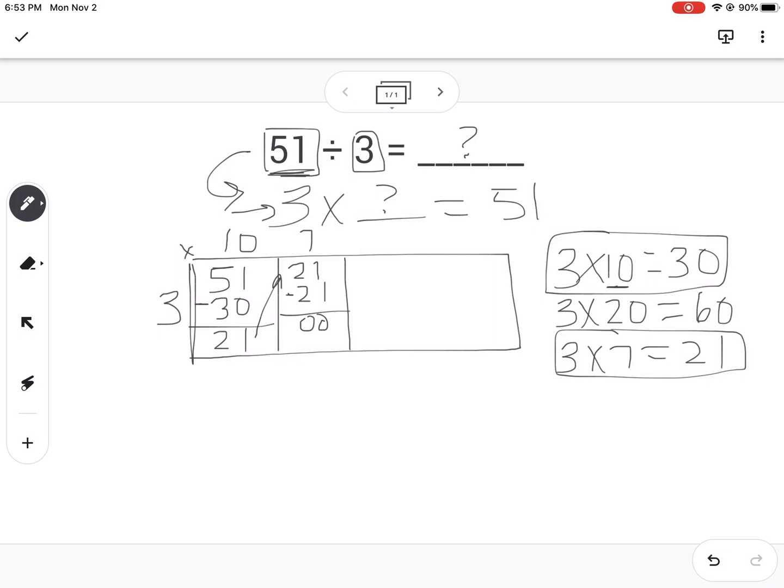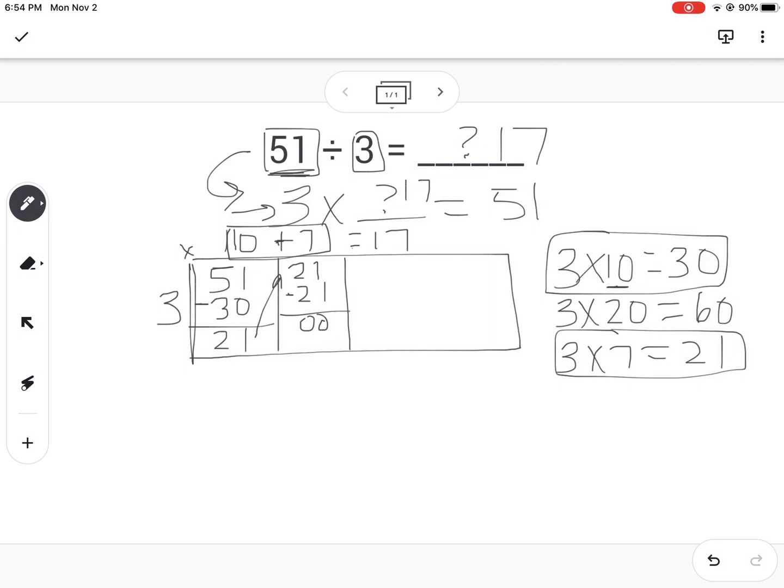Now I have to figure out where my answer is. These numbers on top here, we're going to add them up. Every time we add a new box, we add it up. So I have 10 plus 7, which equals 17. That's my final answer. 51 divided by 3 is equal to 17. And again, 3 times 17 is equal to 51. So the magic number here is 17.